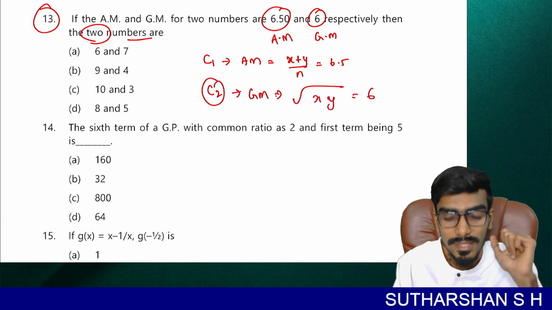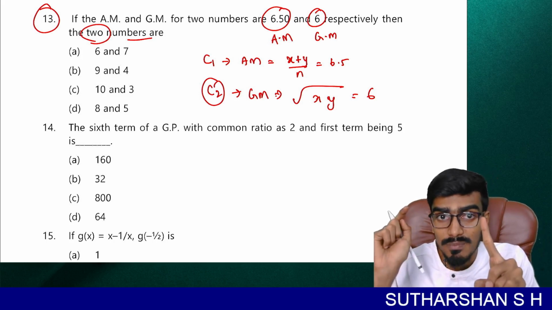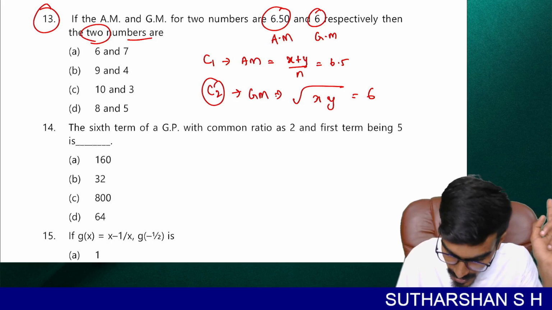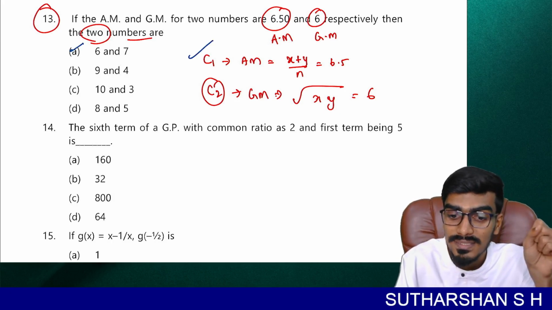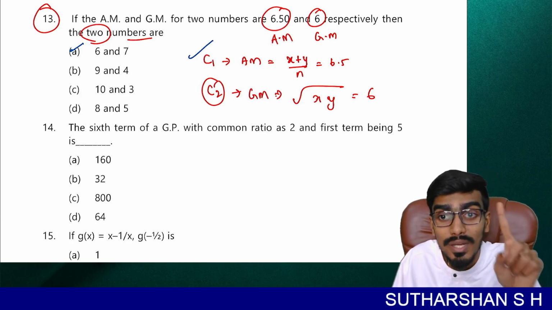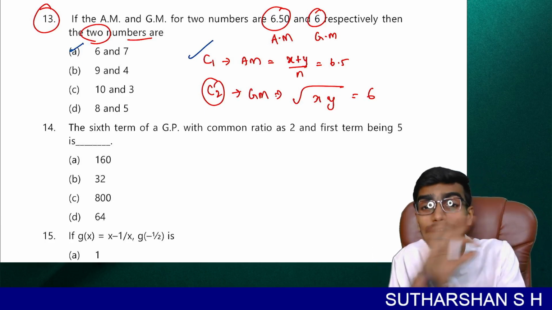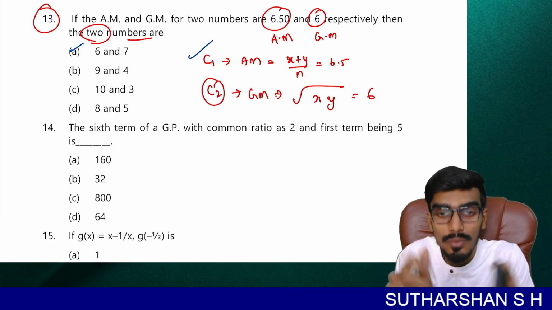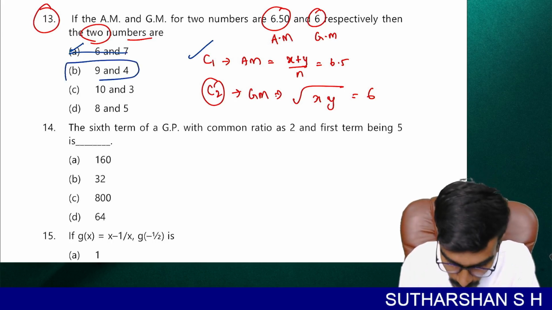Take a calculator, guys. 6 plus 7 divided by 2. You're getting 6.5. Then, fine. Condition number 1 is satisfied for this option. Now come to condition number 2. 6 into 7, root button. You are getting 2.645, which is completely wrong. What you need to do? Remove this option. Then directly go with option B.